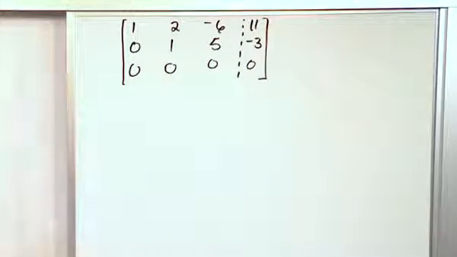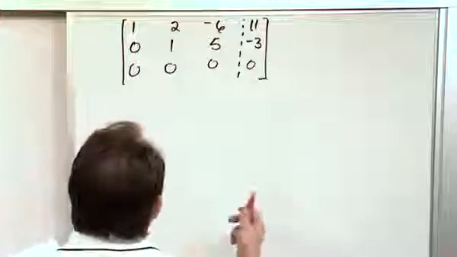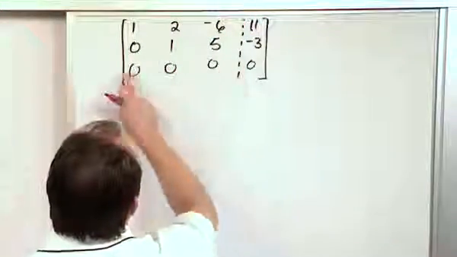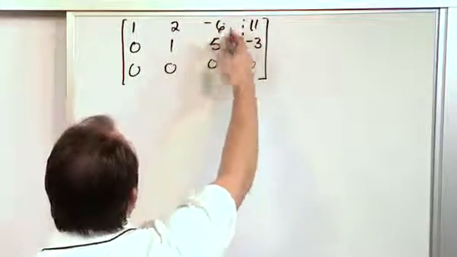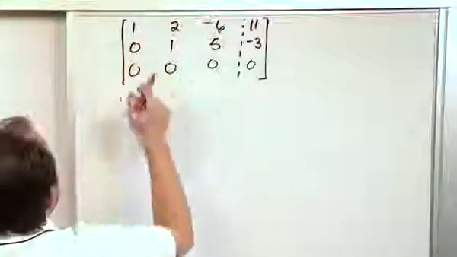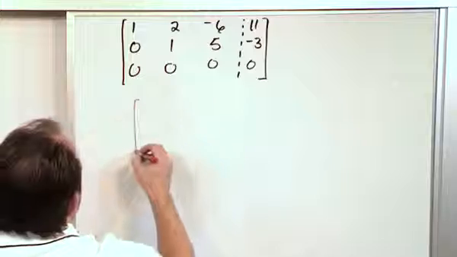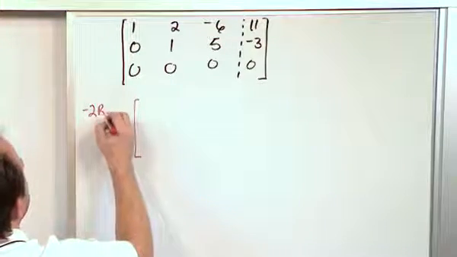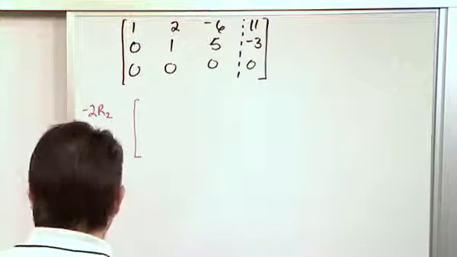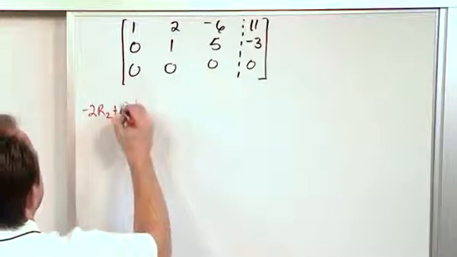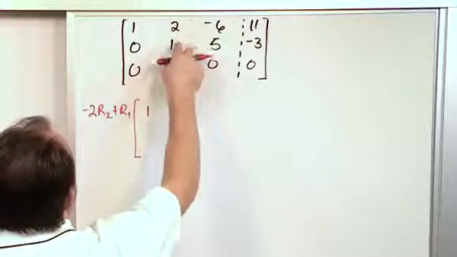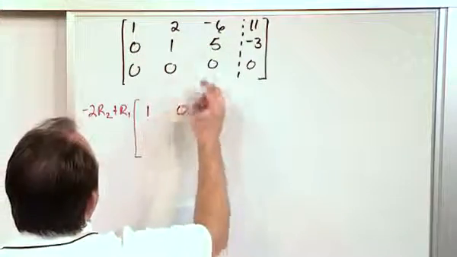I haven't changed anything. And I don't think there's any way that I can get a 0 here or a 0 here, because there's nothing I can multiply this row by and add to this that's going to make those zeros. But I can get this to be a 0. So let me go ahead and say that I'm going to take -2 times row 2 plus row 1. So if I multiply this by -2 and add it, I'm going to get a 1. Multiply this by -2 and add it, I'm going to get a 0.